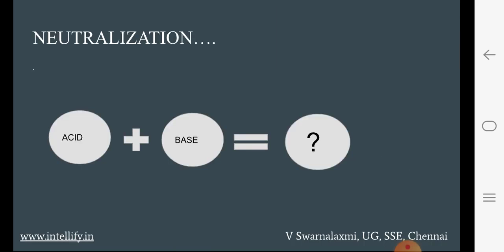So, neutralization reaction. Before going into the actual concept of neutralization, I would like to ask you, what do you know about neutralizing things? Okay, don't worry even if you don't know. I am here to explain it to you.